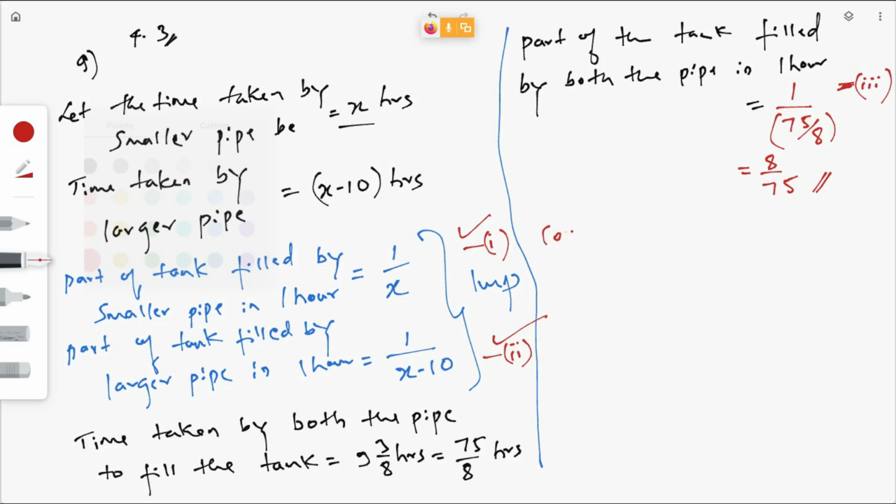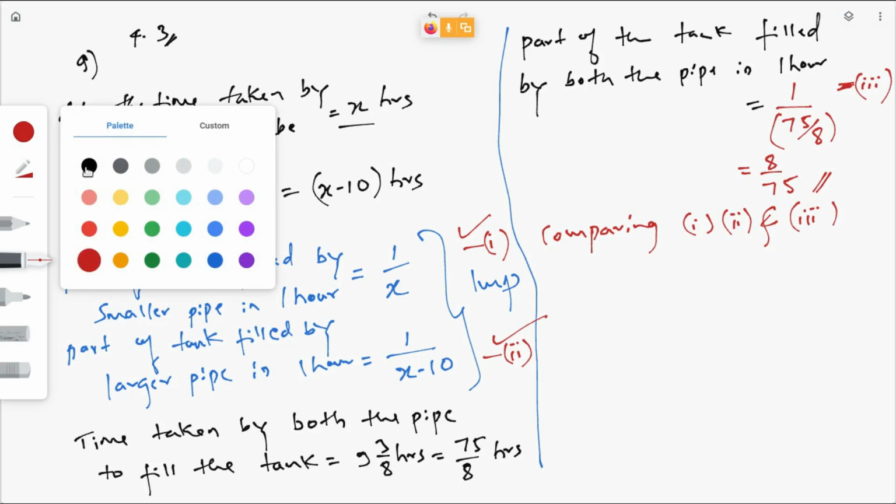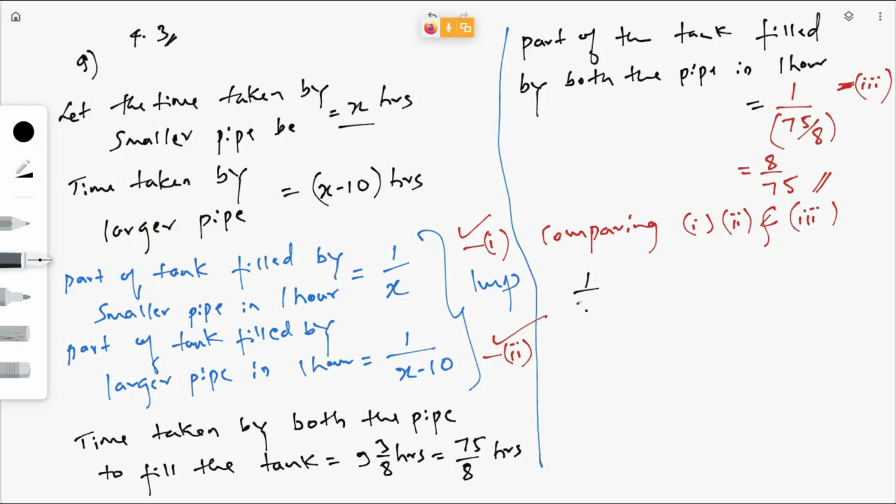Okay, comparing 1, 2 and 3. So what will we get? If you compare these three, you will get 1 by x plus 1 by x minus 10 is equal to 8/75. Now simplify this one.